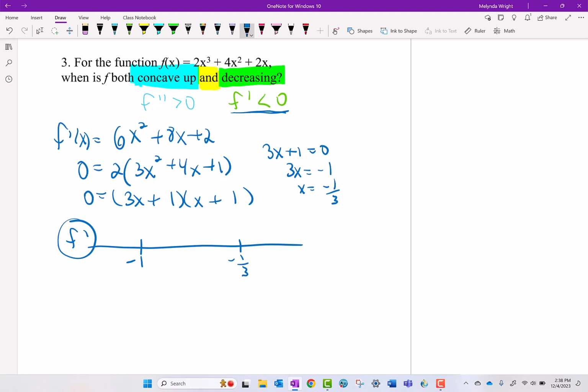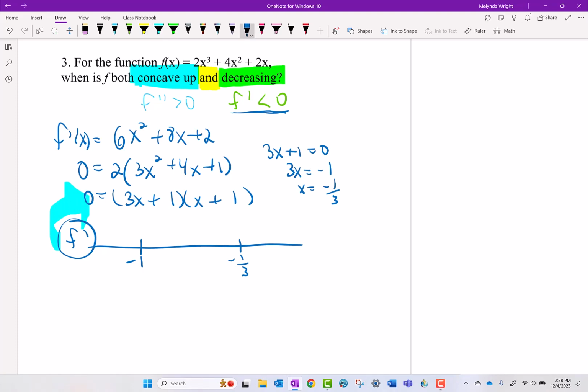So what does that mean? How do I check my signs? If you recall, I go back to where I got my signs from. Where did I get negative 1 and negative 1/3 from? I got them from right here. So that's where I'm going to plug my test numbers into to determine the signs.